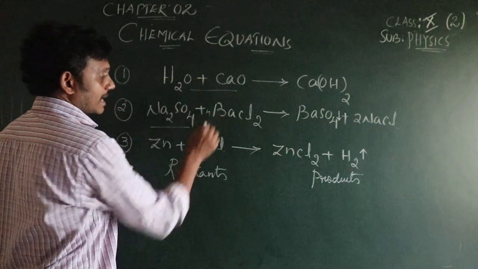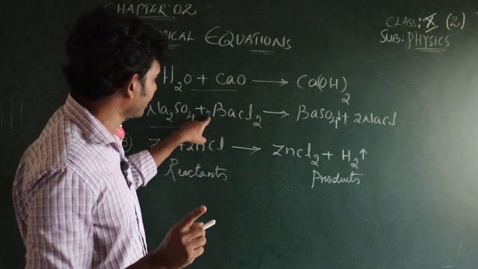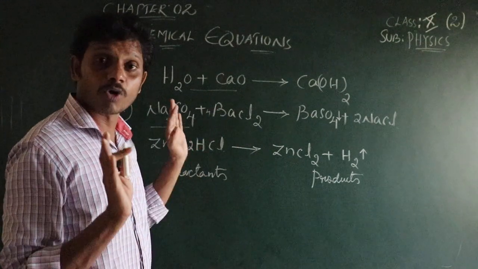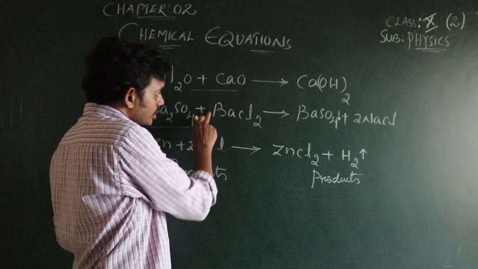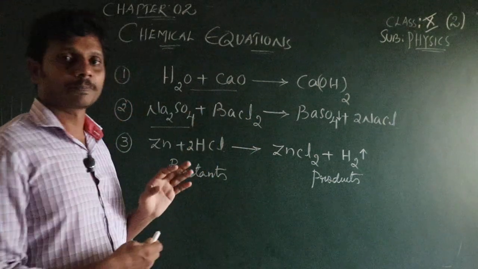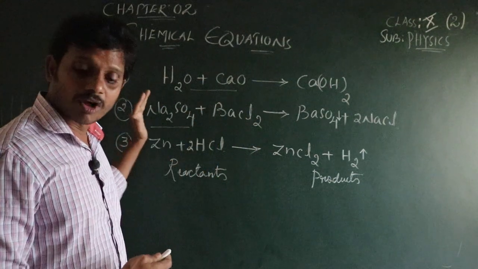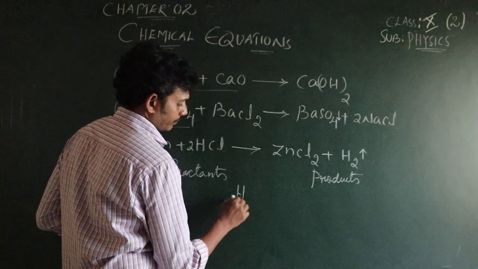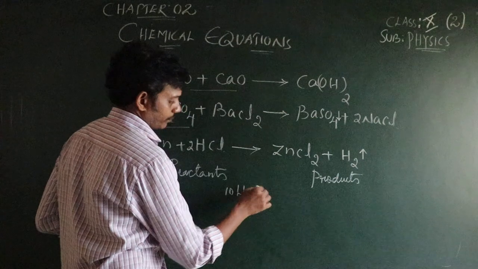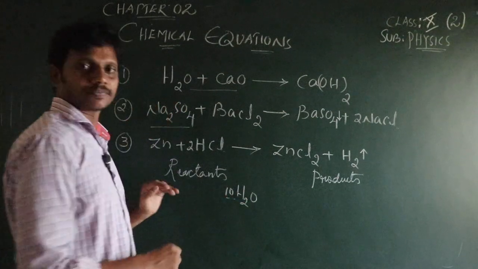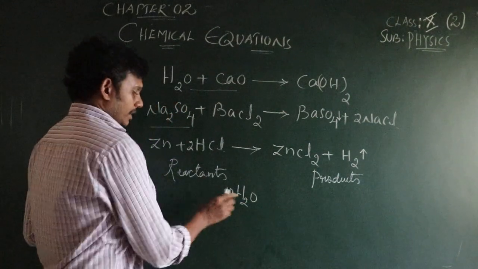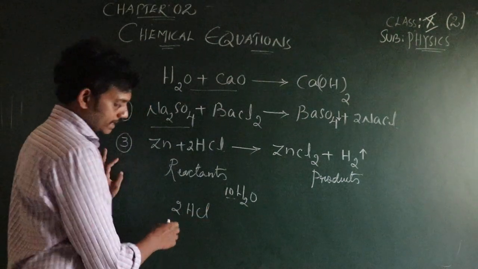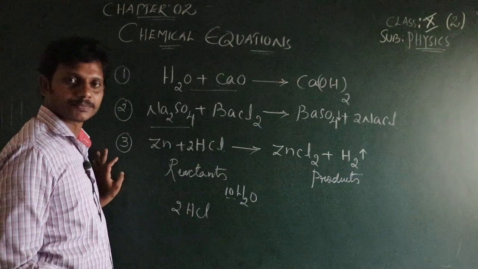If 4 is there, for example, then 4 molecules of BaCl2, barium chloride. This number which is present in front of a compound as a coefficient, for example here 10H2O, means 10 molecules of water. If 2HCl, then 2 molecules of hydrochloric acid.